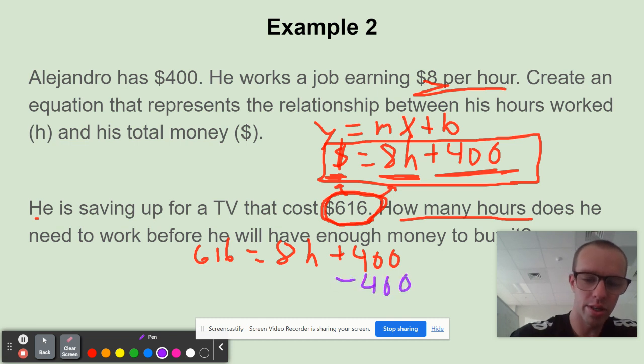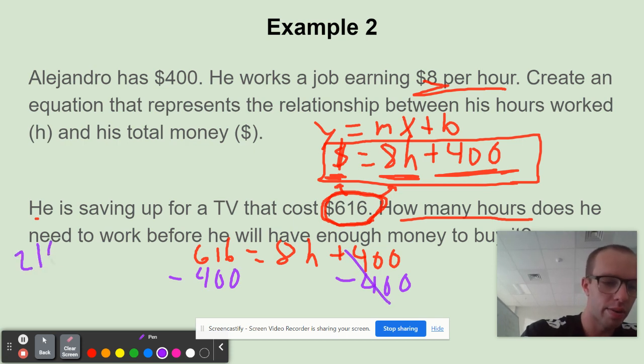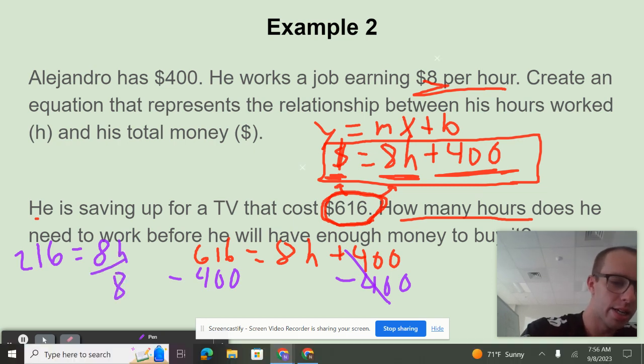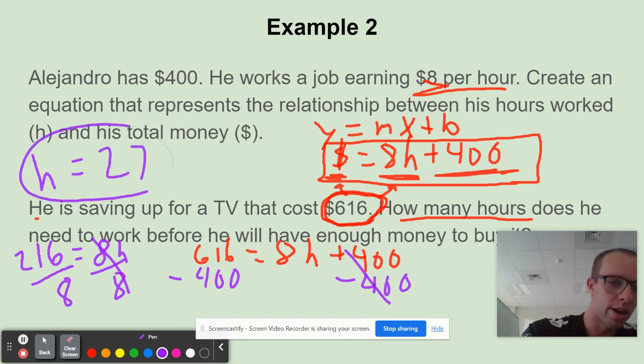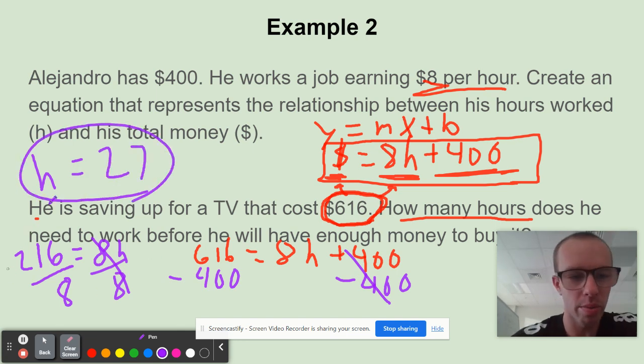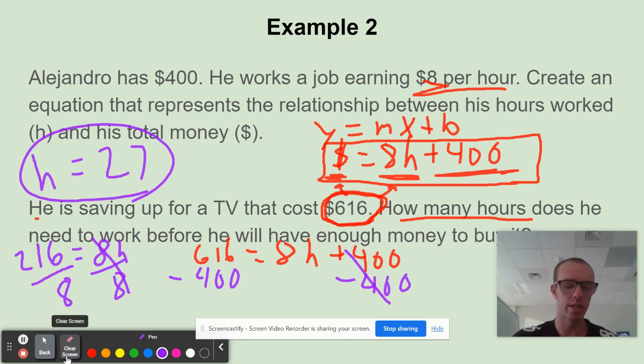So we can just solve this two-step equation by subtracting 400 from each side. It's going to get a little messy. I'm going to run out of space. I'll finish over here. We get 216 equals 8h. Divide each side by 8. And we get these cancel. 216 divided by 8 is 27. You don't have to do that in your head. And so he would have to work 27 hours in order to afford that TV. After 27 hours, he could buy the TV.